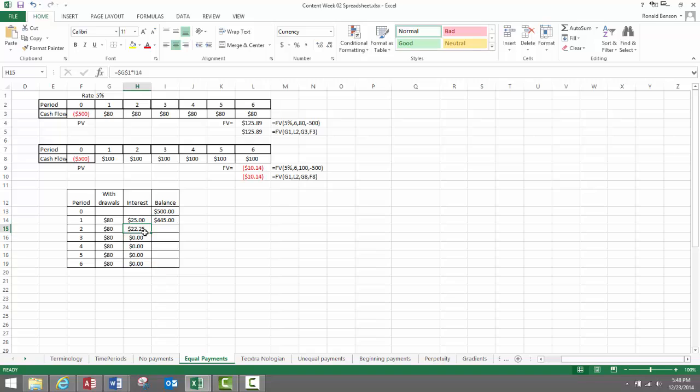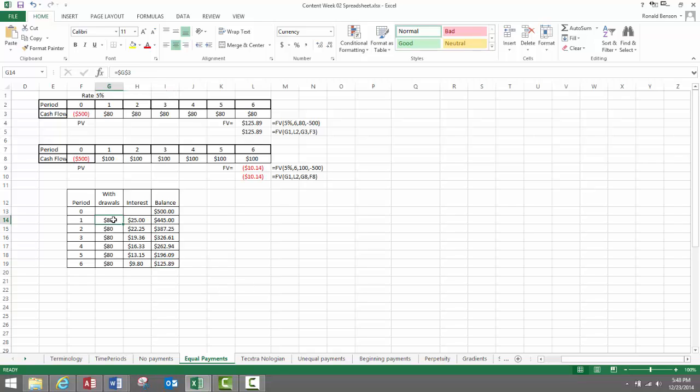and we have the correct interest here, which is 5% of $445, but these are wrong. Why? Because we don't have a balance here. We can get that easy enough. We want all these to change, each one, so we just go down there and drag it down. And there's $125.89 that we had up here. It does the same thing as the future value function, but here we tabulated it.